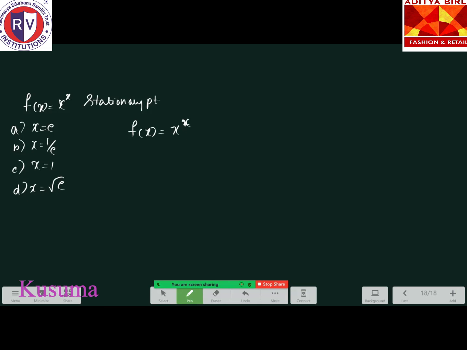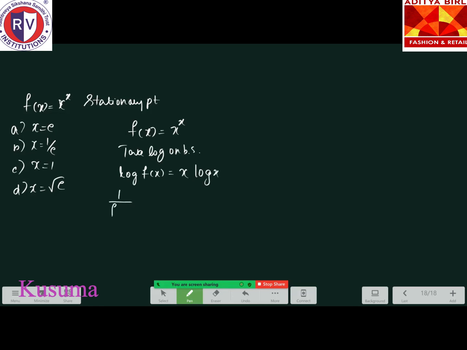We did a similar problem earlier. How did we solve it? Taking log, by taking log on both sides. So let us take log on both sides. This will be log f of x is equal to x log x. So let us differentiate this with respect to x.